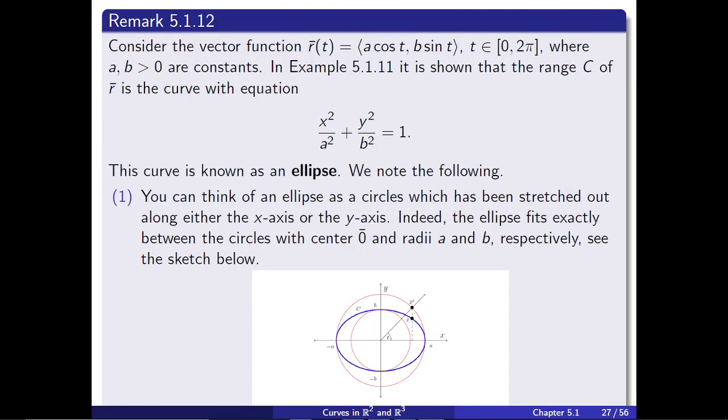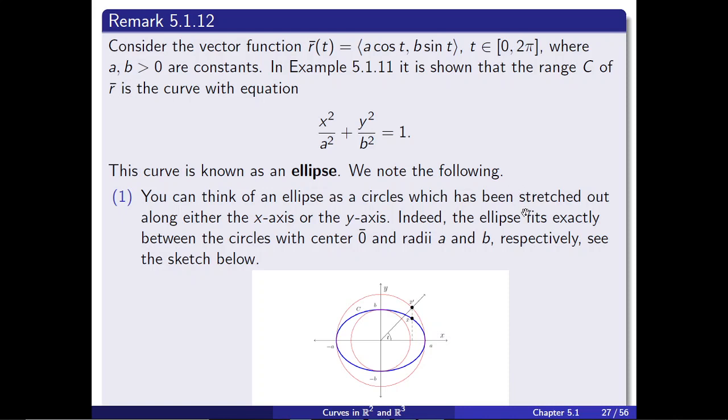So we are going to talk about this curve in general now. So consider the vector function r of t. We are going to look at some things that we can take out from this example. So if you consider the function that we've just considered, r of t, where a and b are constants. In example 5.1.11, it is shown that the range C is the curve with the equation shown, and this curve is known as an ellipse, right?